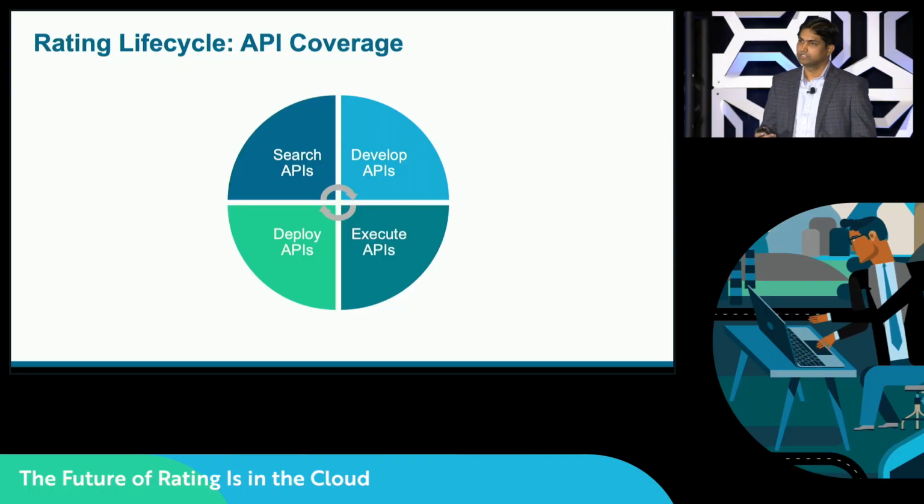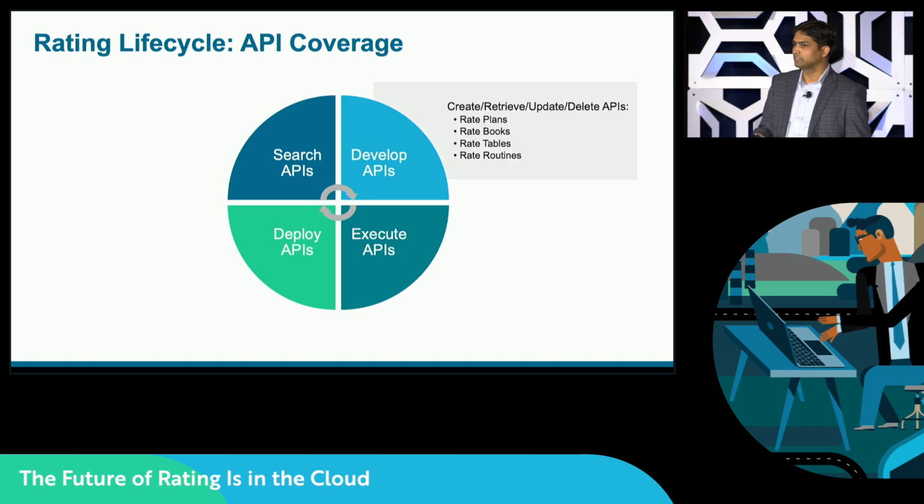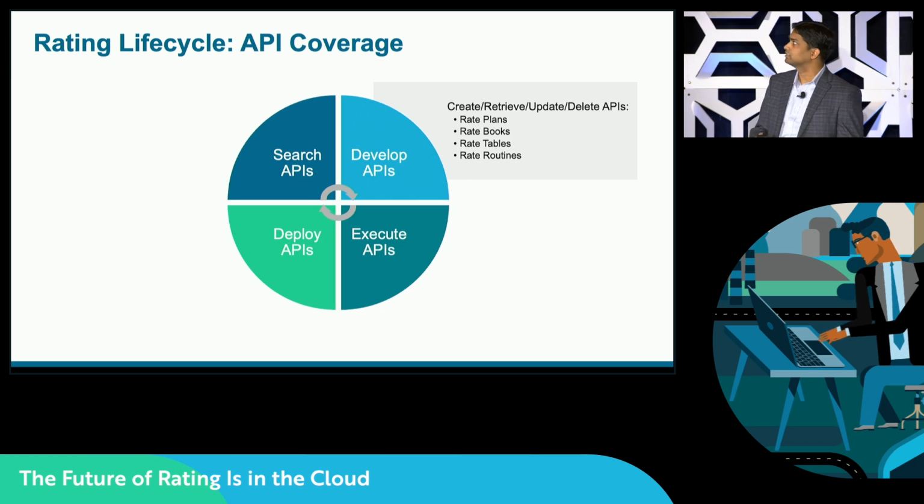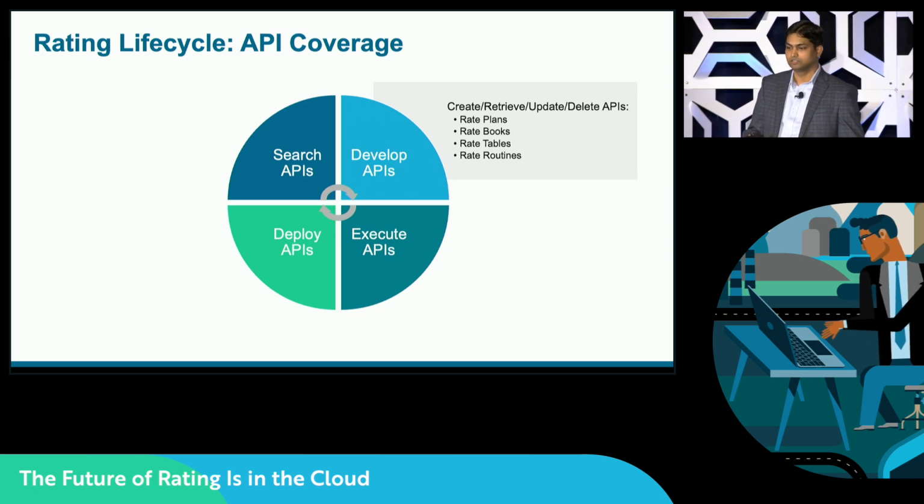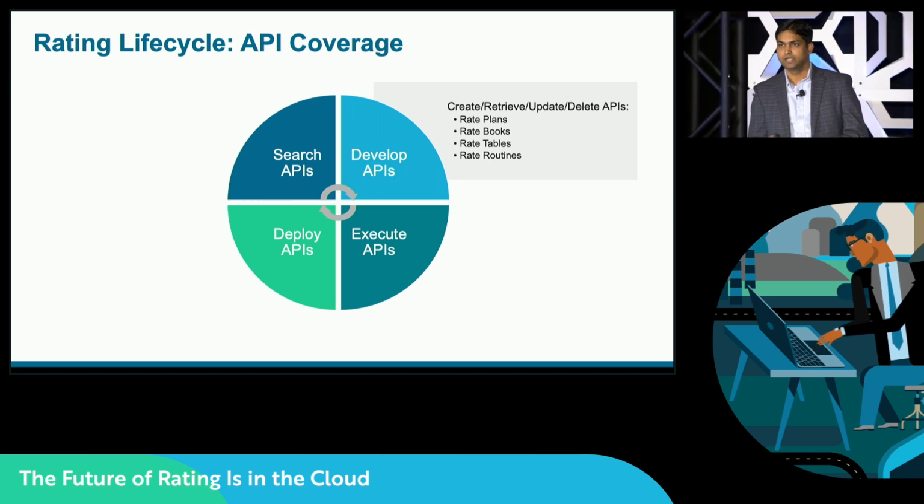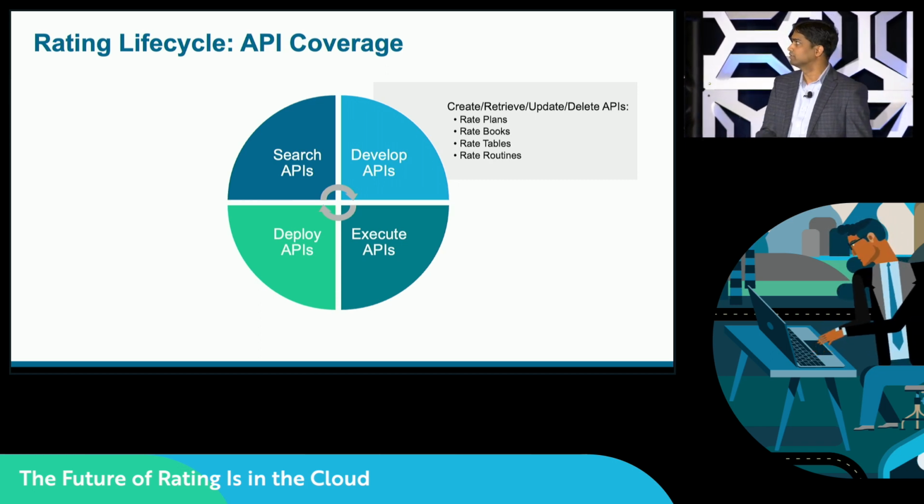So now, all of the things that Brad talked about, I'm going to talk about rating APIs, which Brad alluded to in his presentation. We are basically looking at 4 different sets of APIs, which cover the entire rating lifecycle. So starting with develop APIs. When you are in your design phase of the rating, what you want is some APIs to create, retrieve, update, delete the different rating artifacts, be it your rate plans, your rate books, rate routines, anything. You should be able to do it through these develop APIs.